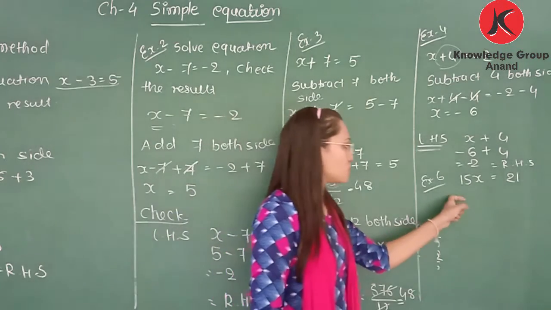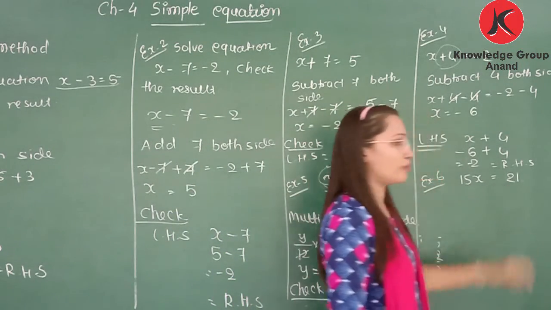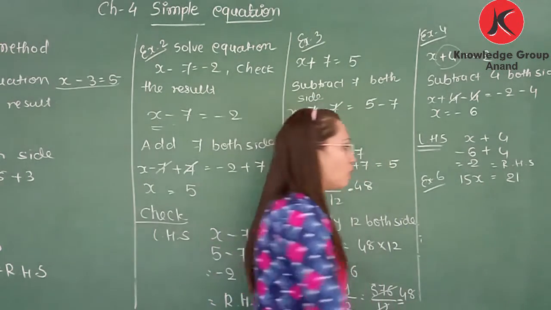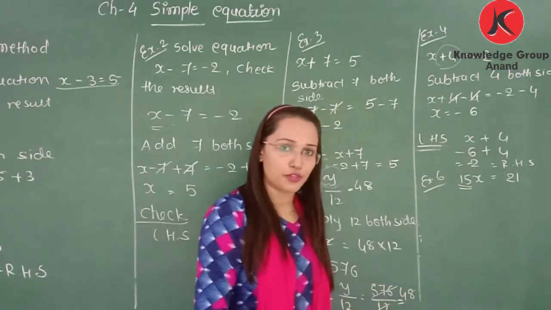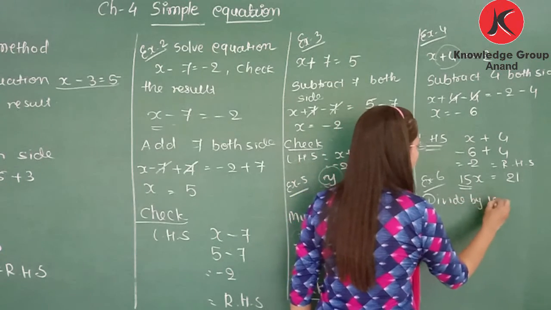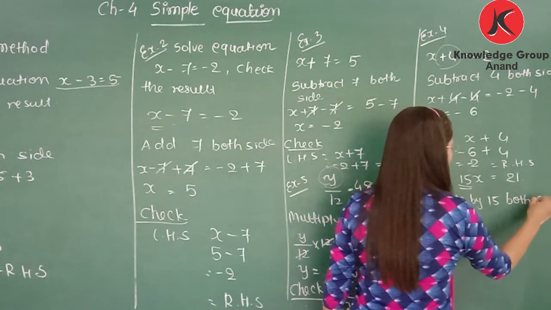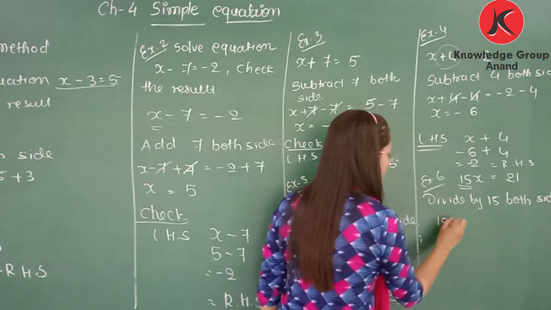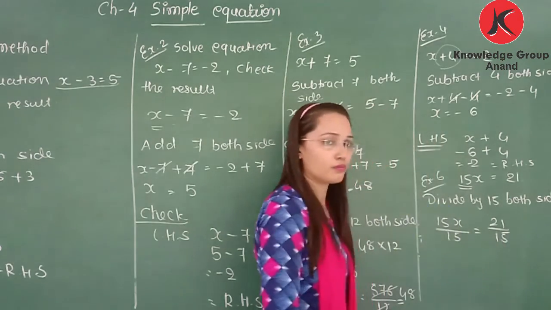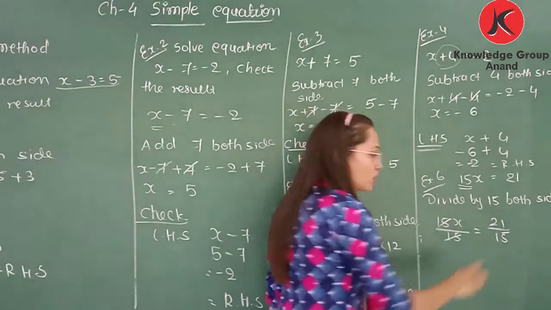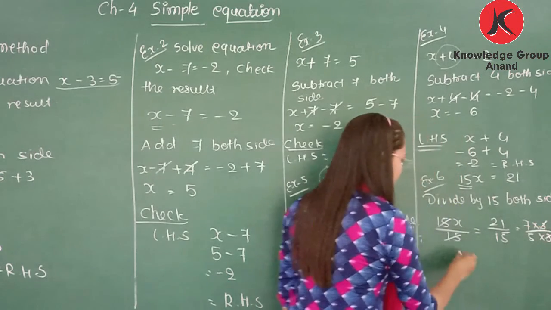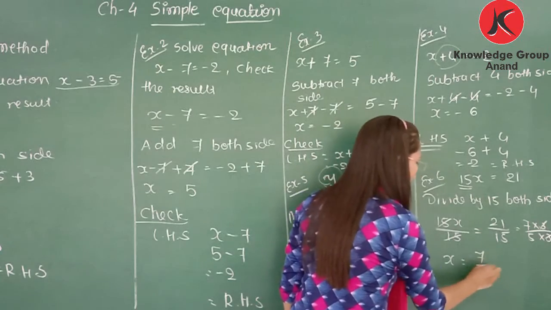Clear? Now next one, 15x is equal to 21. Here you can see 15 is in multiplication. Now to remove this 15, we need to divide by 15 both sides. So we can write divide by 15 both sides. So here 15x divided by 15 is equal to 21 by 15. 15 will be cancelled out. Here find the common factor: 7 threes are 21 and 5 threes are 15. 3 will be cancelled out, so x is equal to 7 by 5.